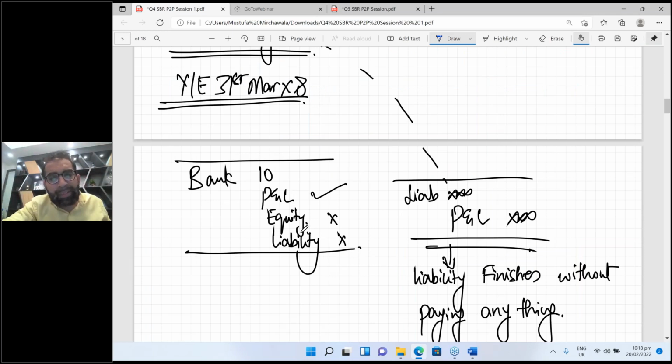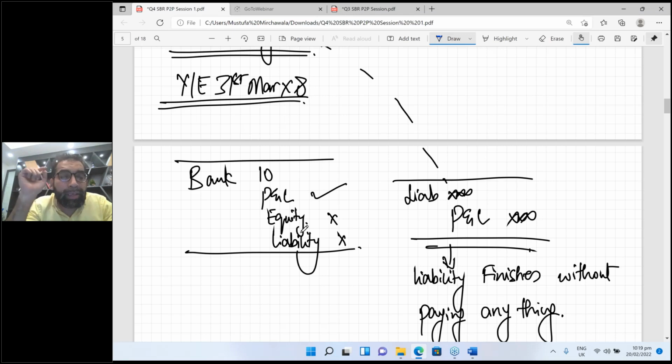Now you can credit one of three things. One is liability. First, you can credit liability. Ask yourself, do you have any contractual obligation to deliver cash? No, these are not redeemable instruments.